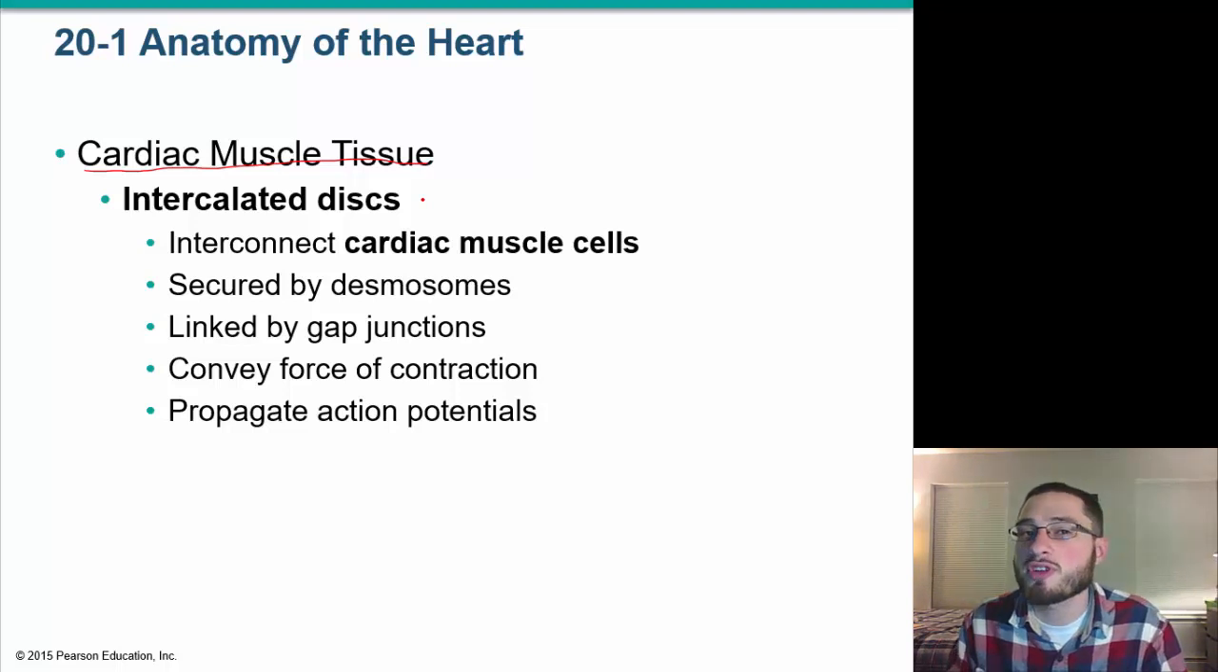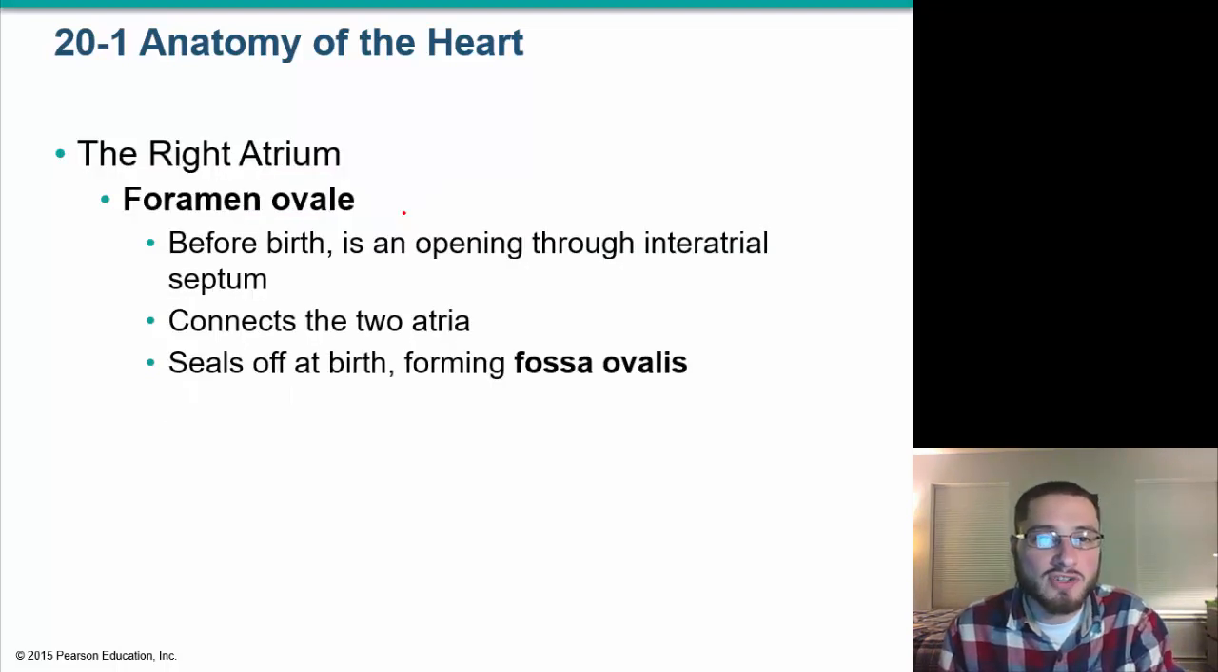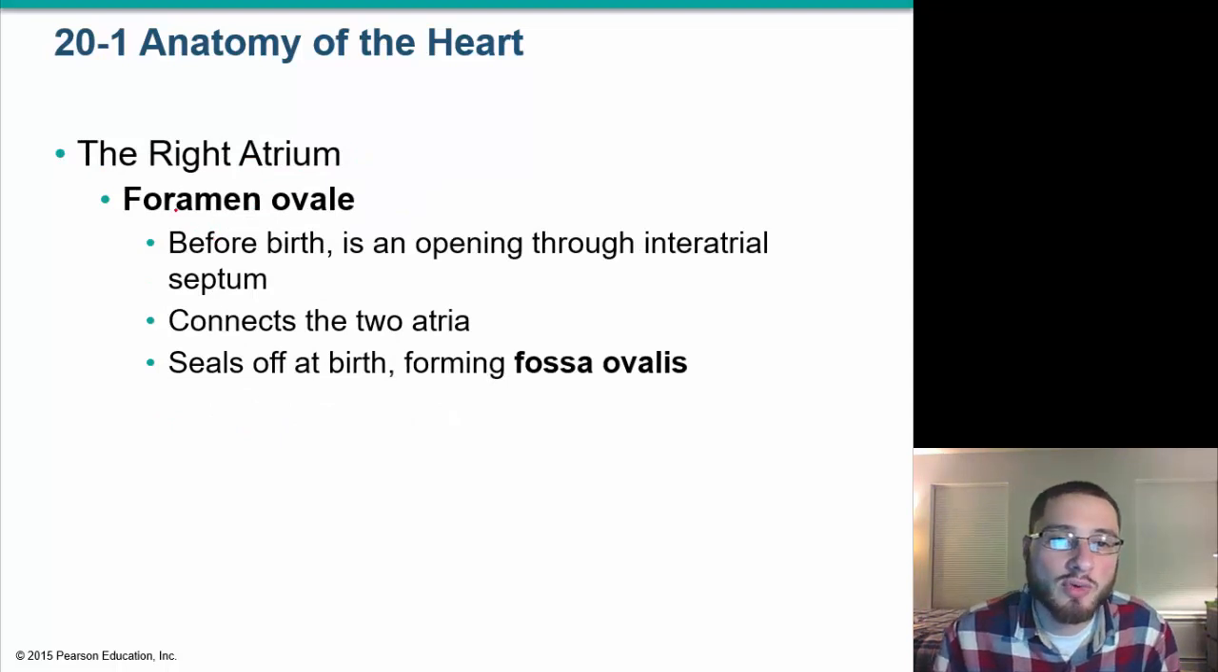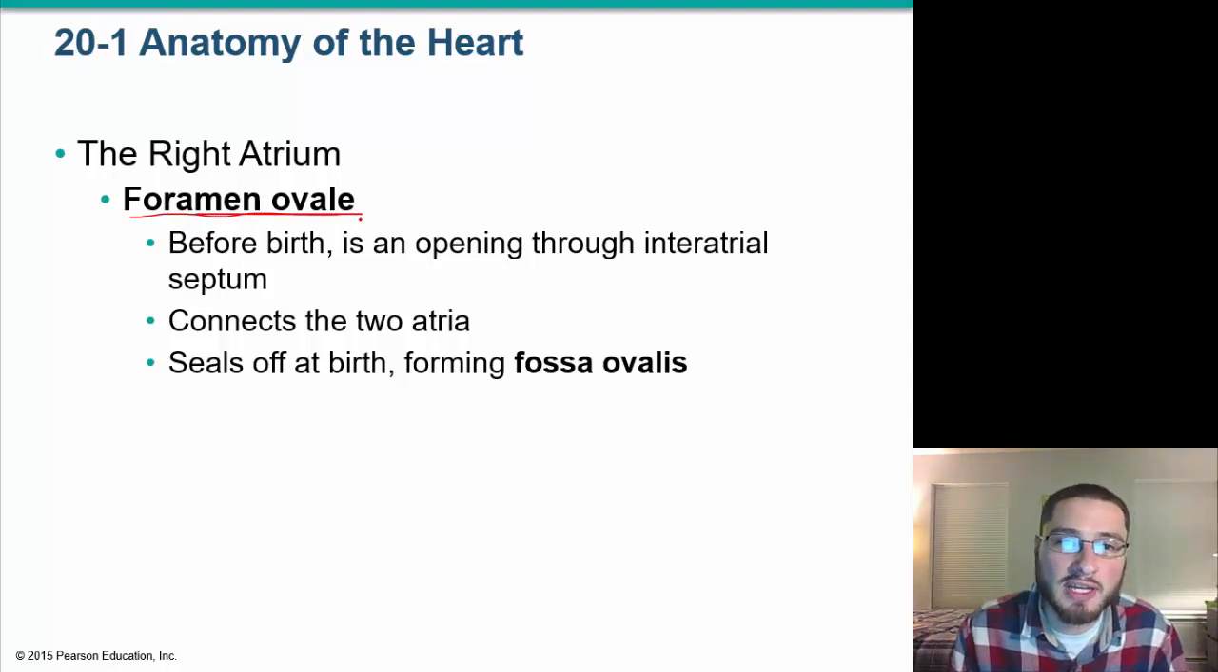Remember that cardiac muscle tissue looked a lot like skeletal muscle tissue, but it had these intercalated discs. These discs helped it to continue to function on its own, autonomously. So in the right atrium, we have some things that we look at, where we have this foramen ovale. Before we are born, we have this opening.